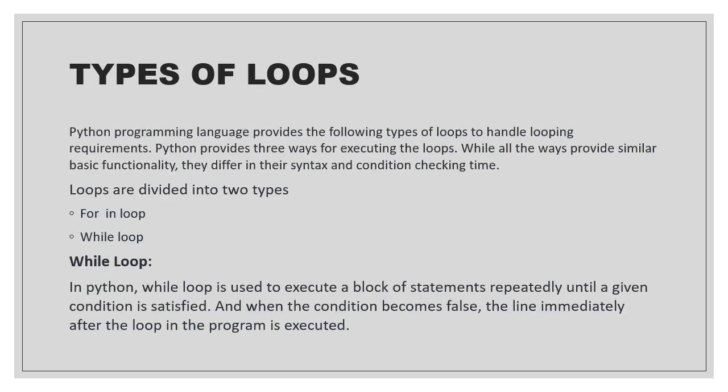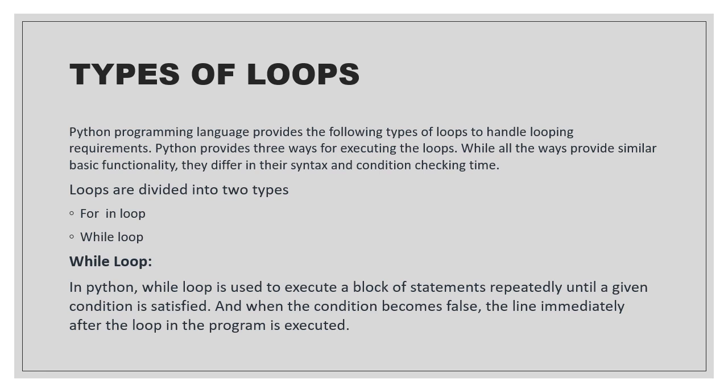Types of loops. The Python programming language provides the following types of loops to handle looping requirements. Python provides three ways of executing the loop. While all the ways provide similar basic functionality, they differ in the syntax and the conditional checking time. Loops are divided into two types: for loop and while loop.